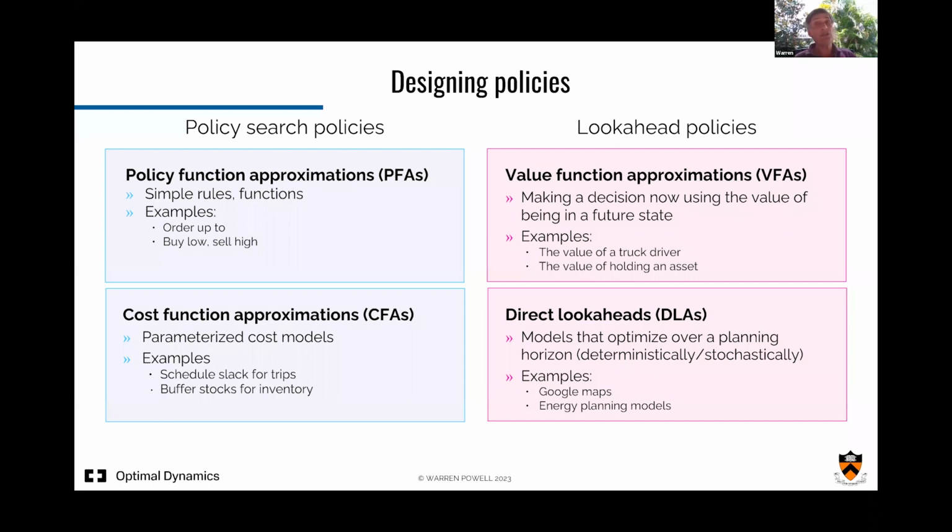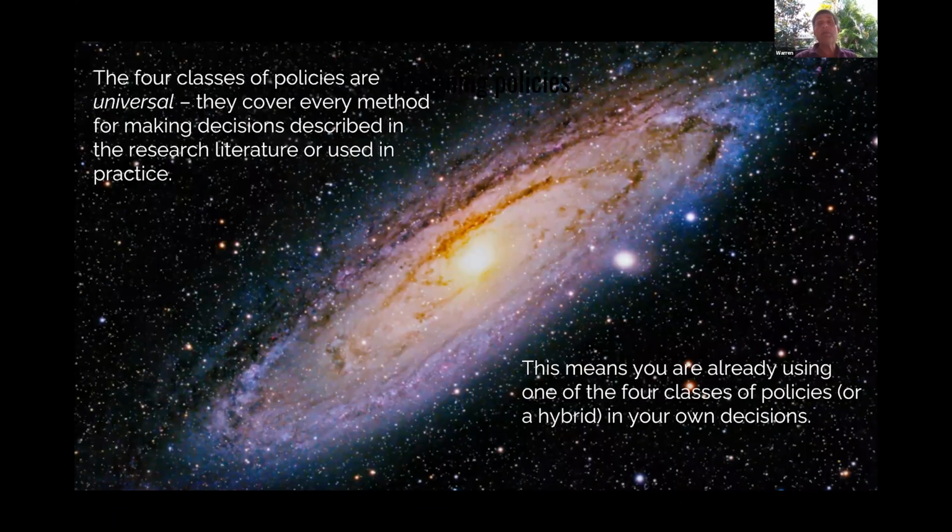Now I'm going to make a really strong claim. I'm going to claim these 4 are universal, that they cover every method for making decisions described in the research literature or used in practice, including methods that haven't even been invented yet.